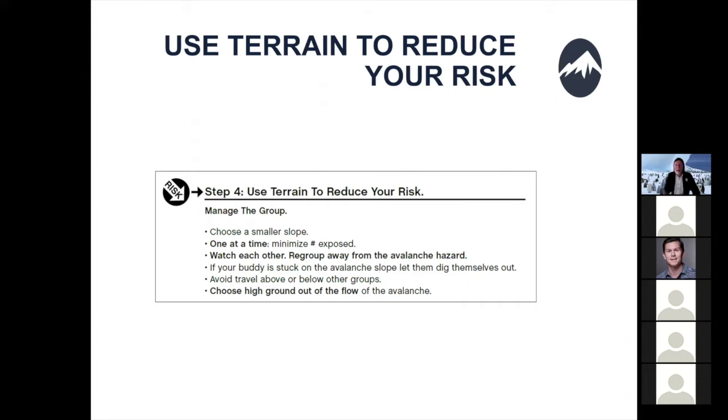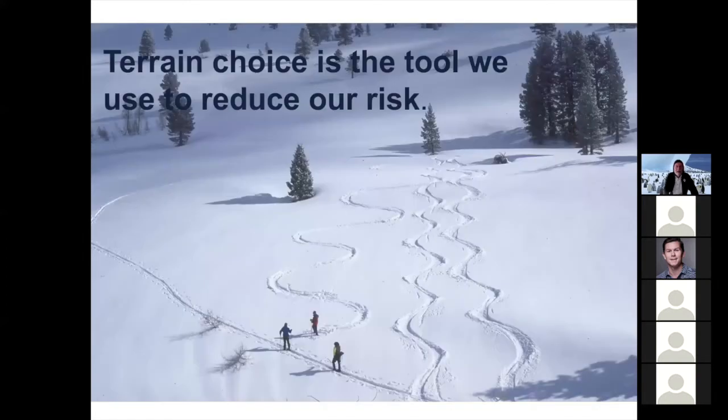Now, I'm particularly careful about traveling below other groups. If there's another group, go ahead and stop and wait for them to get out of the way. So these are all tips to use. Again, terrain choice. We can still have fun on a low angle slope. We don't have to go for the steepest.